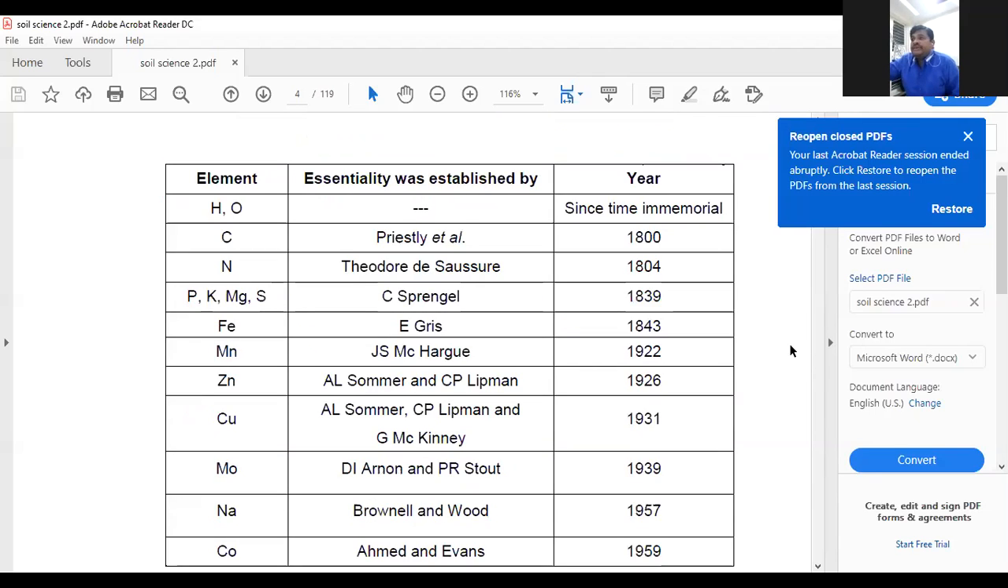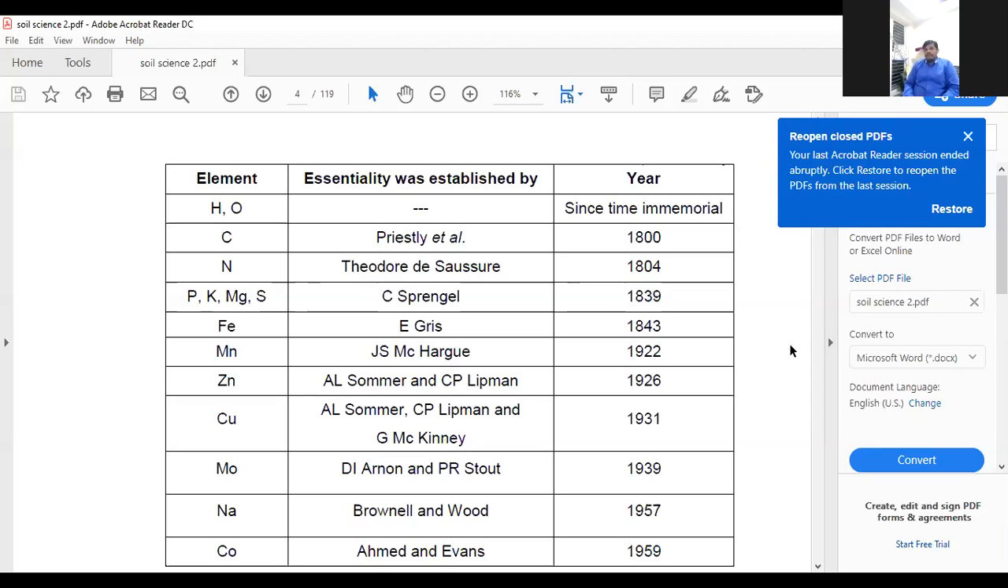Then, the elements discovered by scientists: there are 17 essential plant nutrients for plants, 18 for animals and humans. The elements which are present in air and soil air are carbon, hydrogen, and oxygen. The element nitrogen was discovered by Theodore de Saussure in the year 1804. Potassium, phosphorus, magnesium, and sulfur were discovered by scientist C. Sprengel.